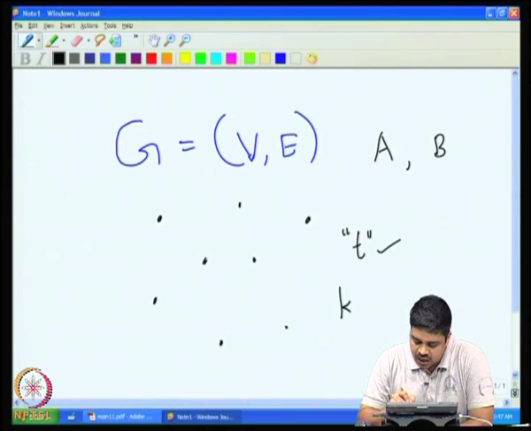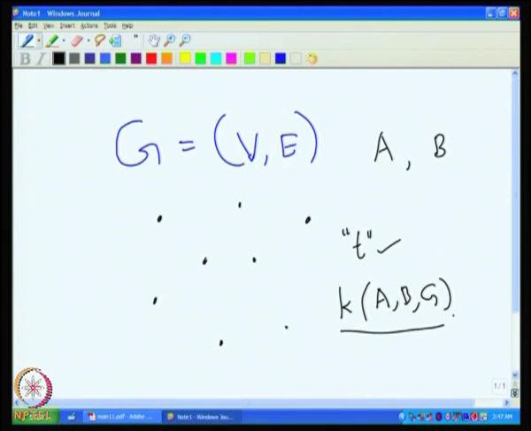So, if you write k(A, B, G) to denote the number of vertices required to separate A from B in G, then this has to be definitely greater than or equal to t, the maximum number of disjoint AB paths. The question is, can it be strictly less? That means, can we show that if k is the number of vertices to be removed in order to separate A from B, then do we always have k disjoint AB paths in the graph?